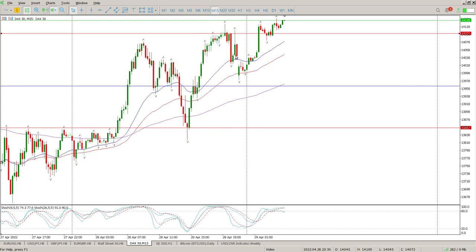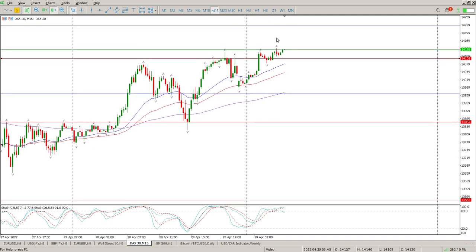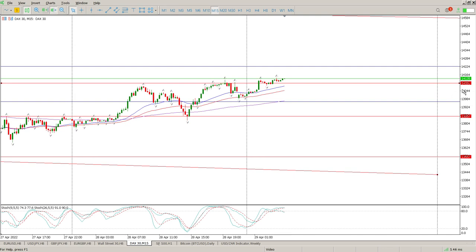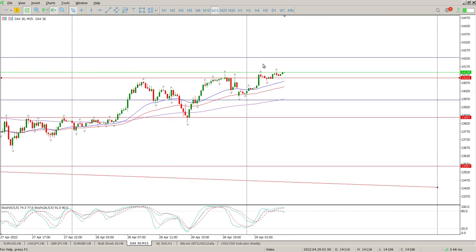Okay, so for me at the moment, I suspect pullback first, looking at the oscillators, looking for some kind of a pullback. If we do find structure in amongst these moving averages on the 15-minute, it is game on for another move up. And I would look at 14,230 as my first target. That would be the other side of this zone. So that's kind of my view here.